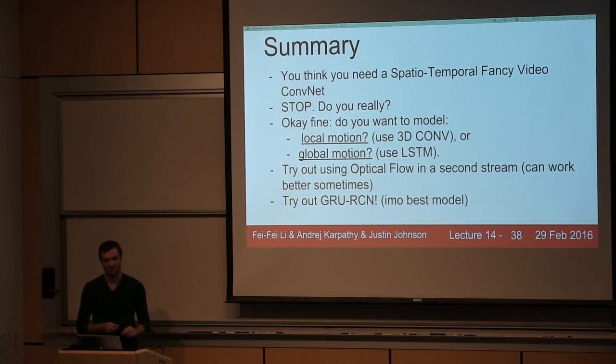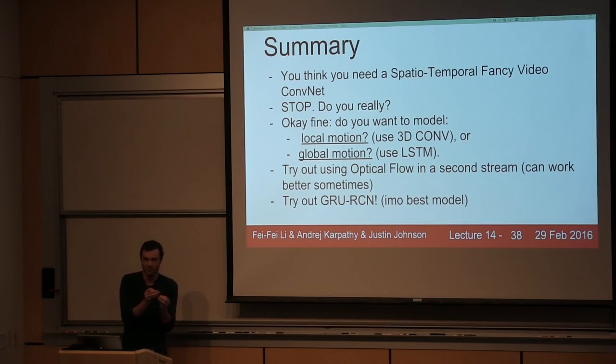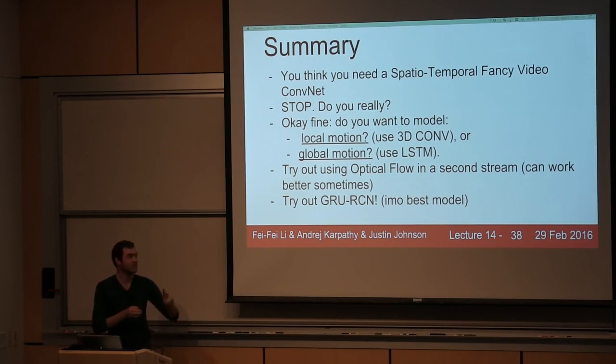If you really think motion is important to you, then think about whether or not you need to model local motions. Are those important, or are the global motions very important? Based on that, you get a hint of what you should try. But you always have to compare that to a single frame baseline, I would say. And then you should try using optical flow, because it seems that if you especially have a smaller amount of data, it actually is very important.